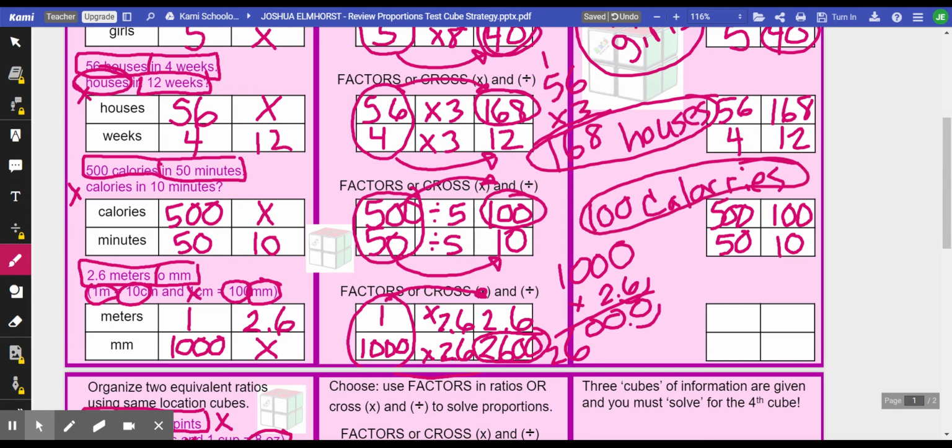I think there's a double R in there, but just leave it. Okay, and then the last one, we have 1 meter is 1,000 millimeters, and then we have 2.6, and that's compared to 2,600. And 2,600 millimeters was our answer.